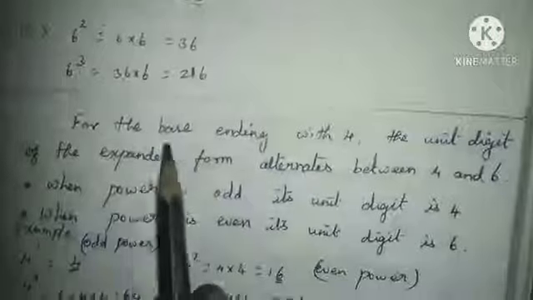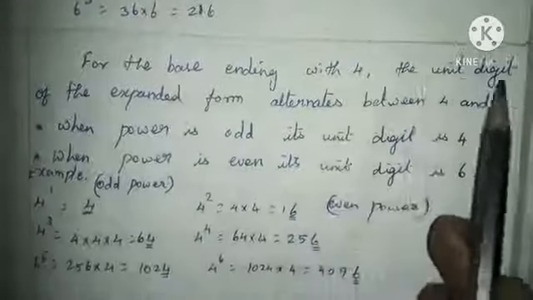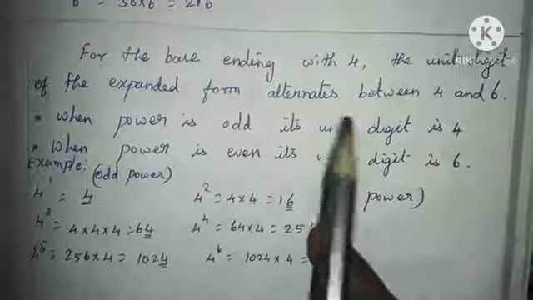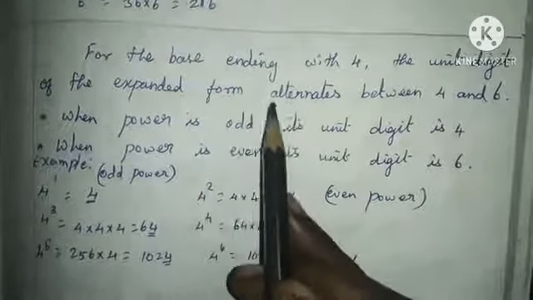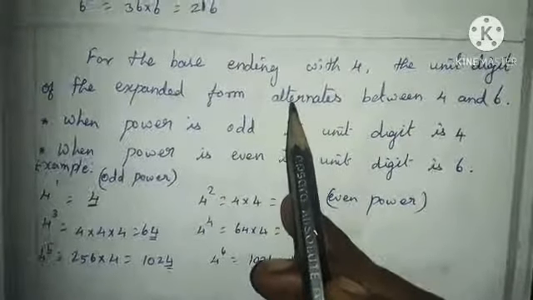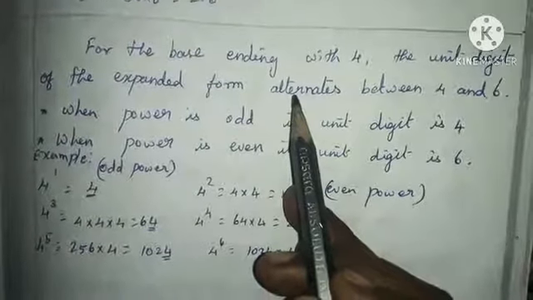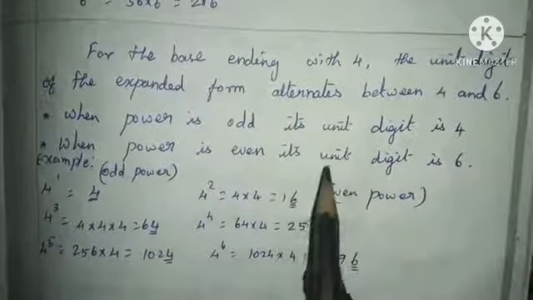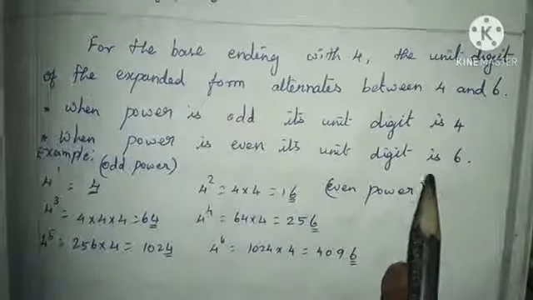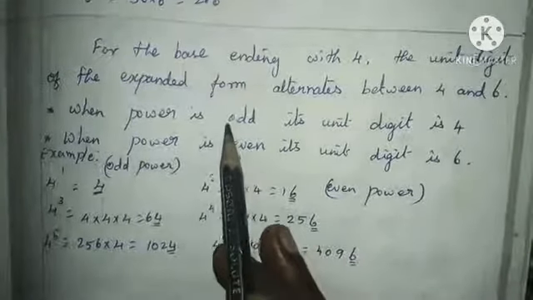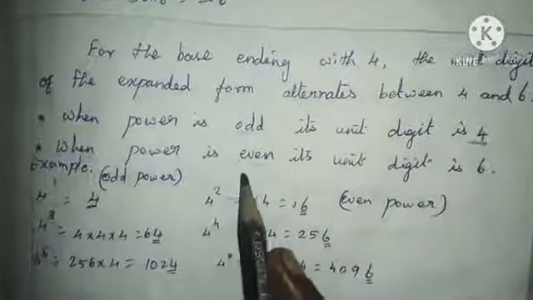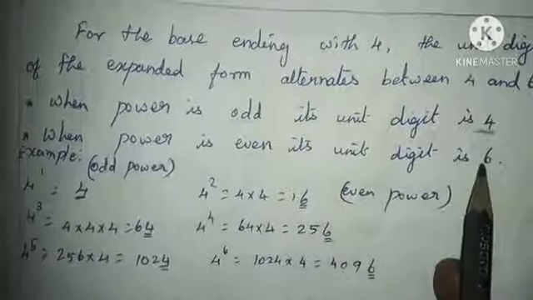For the base ending with 4, the unit digit of the exponent form alternates between 4 and 6. That is, if a number ends with 4 with any positive exponent, then the unit digit of the expanded form will alternate as either 4 or 6. 4 is the unit digit when the power is odd and 6 is the unit digit when the power is even. When the power is odd, the unit digit is 4. When the power is even, the unit digit is 6.